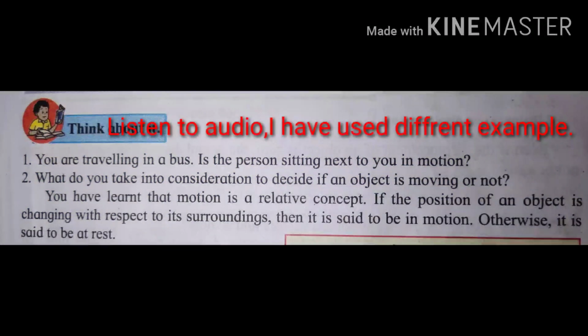Suppose there are three persons: person A, person B, and person C. Person A and person B are sitting inside a moving train, and person C is observing them from a platform. When person A sees person B, he will find that person B is sitting stationary, or at rest. And when person B sees person A, he will find that person A is stationary, or at rest. But when person C, who is sitting outside on the platform, sees both of them, he will find that both of them are in motion. This is an example of the relative nature of motion. That is, for one person an object is at rest, but for another person the same object is in motion.